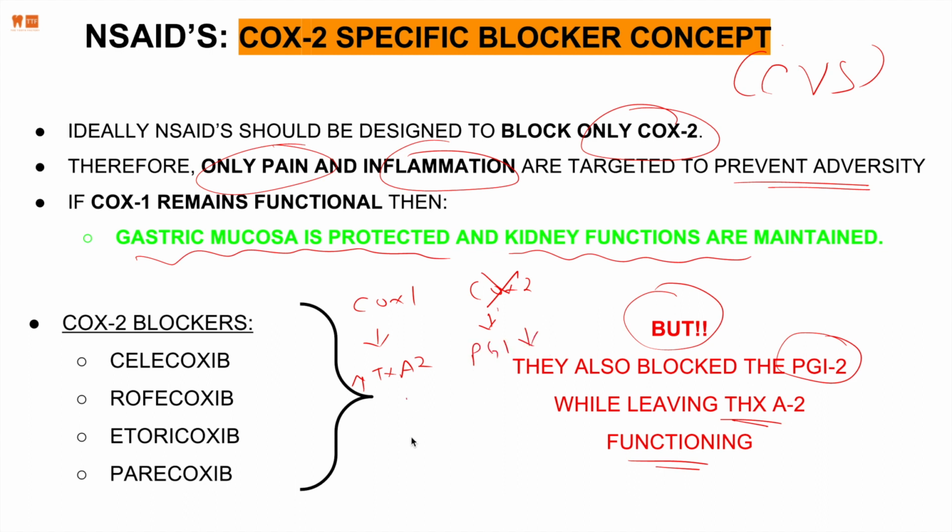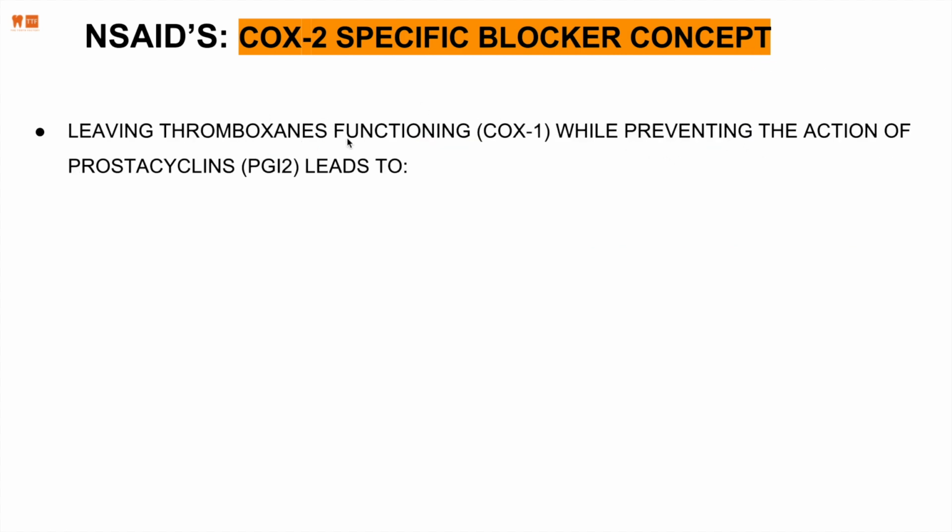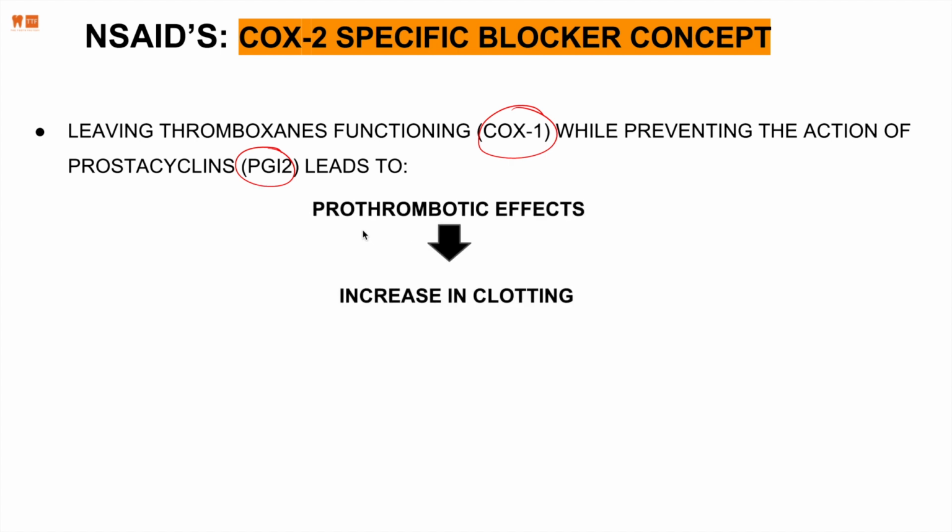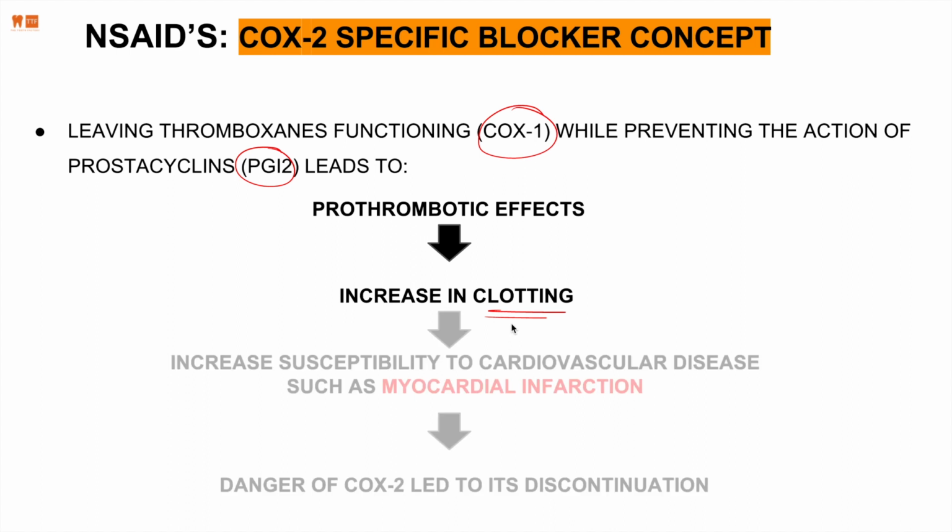Therefore, this will cause clotting. This will cause less dissolving. Therefore, it leads to CVS problems. Hypothetically, it sounded nice. However, leaving thromboxanes functioning in COX-1 while preventing the actions of prostacyclins in COX-2 will lead to prothrombotic effects that cause clotting.